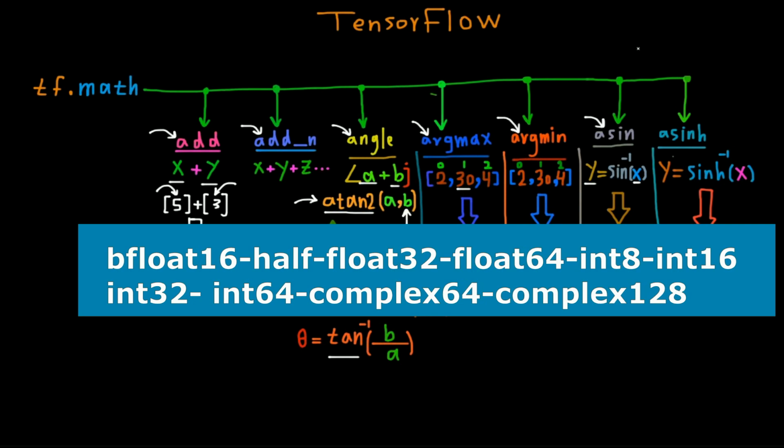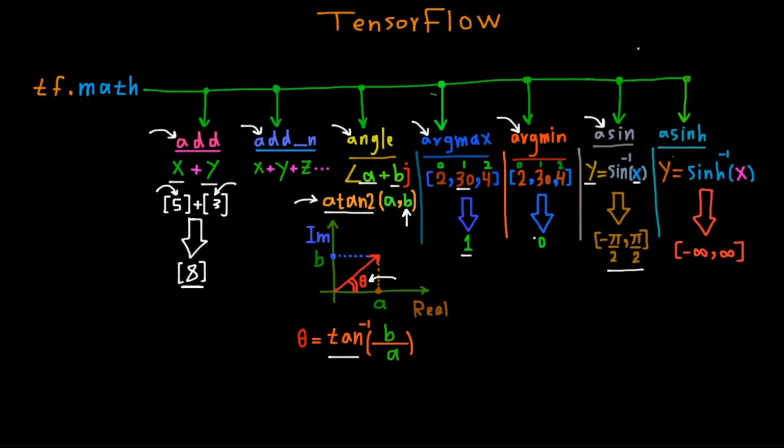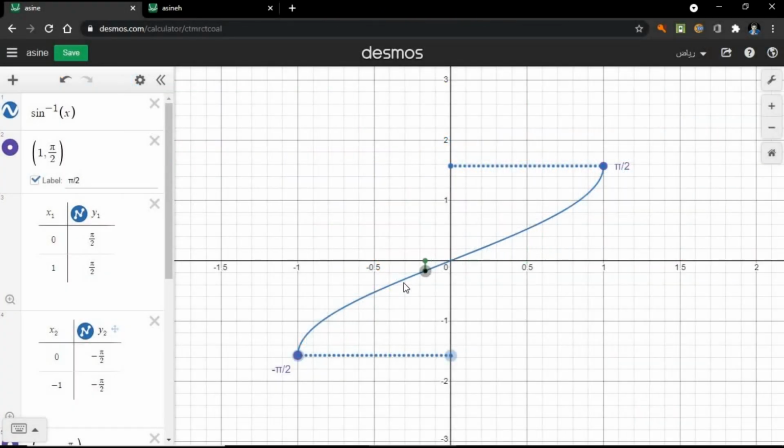This function has one argument, x, which is a tensor that must be one of the following types: bfloat16, half, float32, float64, int8, int16, int32, int64, complex64, complex128. And the second argument, name, which is the name for the operation. And this function will return a tensor that has the same shape and type as tensor x. As you can see here, the output of the inverse sine function is between minus pi over 2 and pi over 2. And the input range must be between minus 1 and 1.